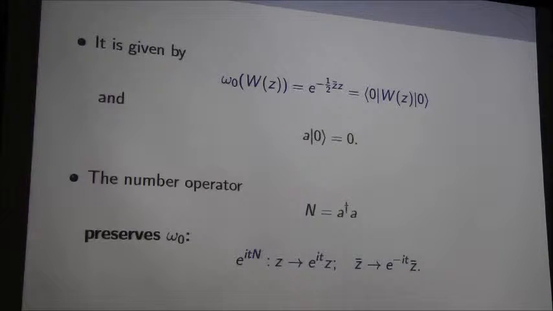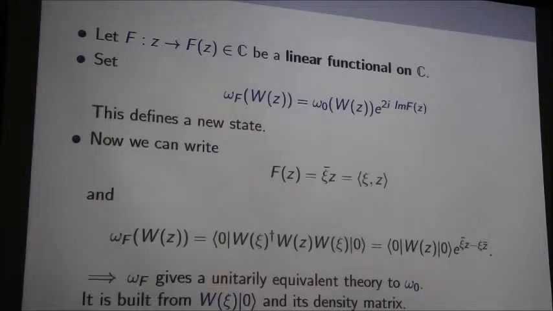And this is more important when you go into quantum field theory, when I start talking about inequivalent representations and so on. One point to notice is the number operator preserves this omega 0. That is because the number operator changes the phase of the complex variable by IT, and that cancels out here. Okay.